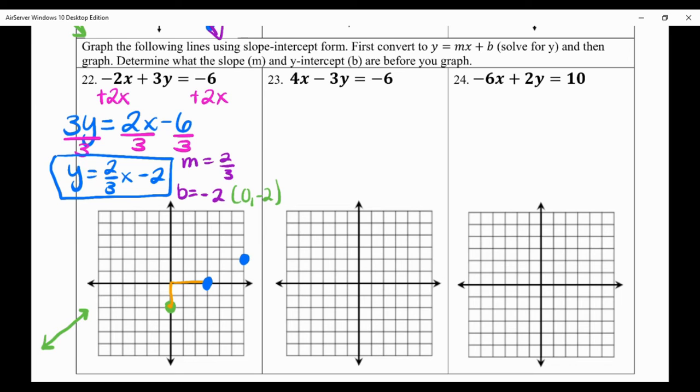From the y-intercept, we need to also move down 2 to the left 3 to be able to graph as many points as we can. Now we're ready to connect and extend with arrows. Again, just do a quick check. Our line is an increasing line with a positive slope, and our slope in the equation is also positive.